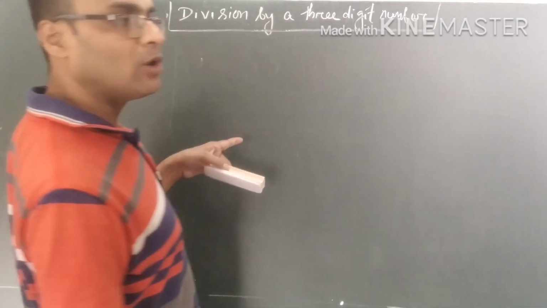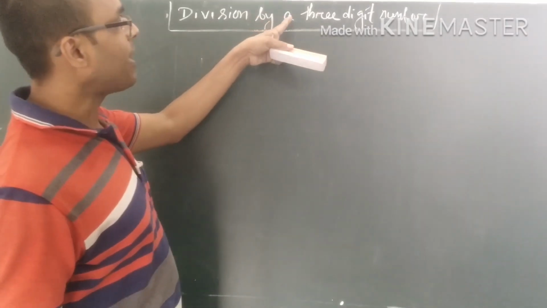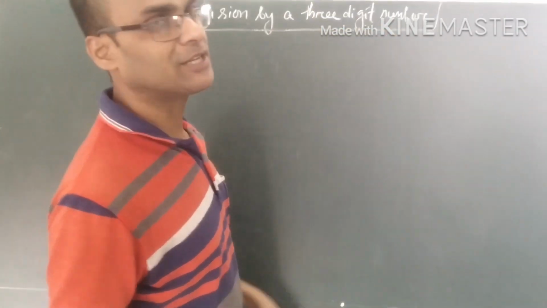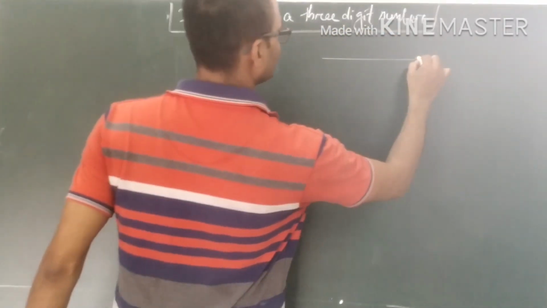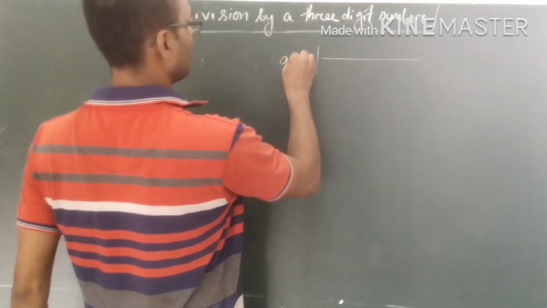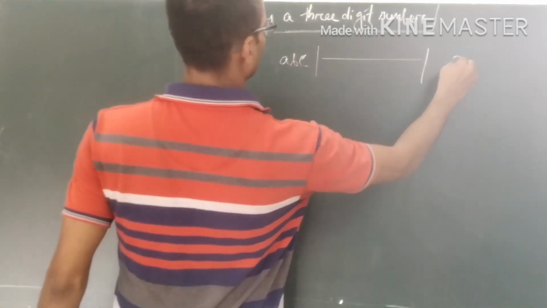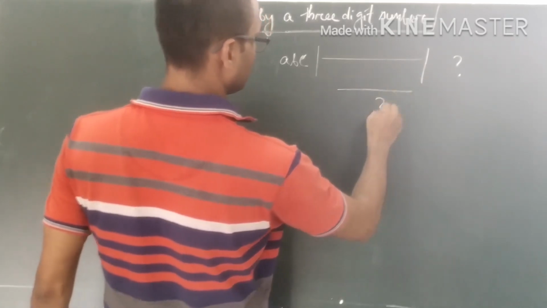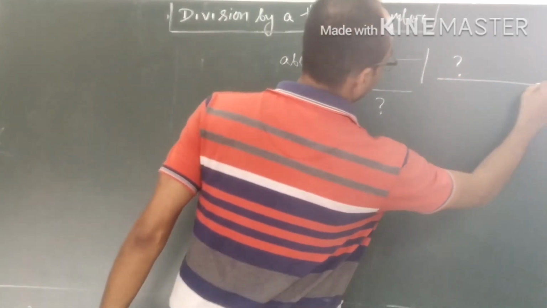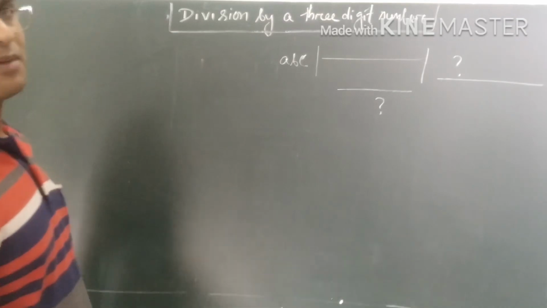In this video, we will learn how to divide a number by a 3-digit number. Whatever the dividend may be, if you want to divide it by a 3-digit number, what will be the quotient and what will be the remainder. Also, you can divide this up to decimal places. Let us take one example.